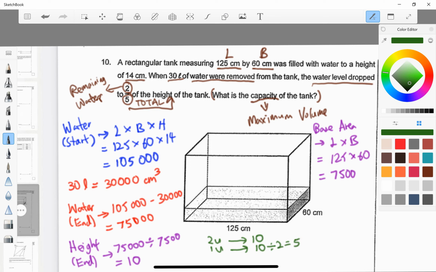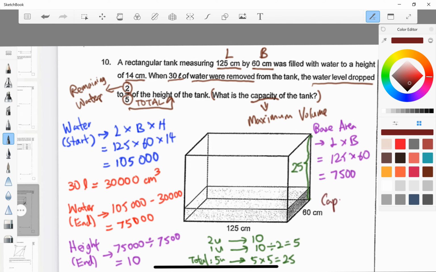Then the last question I have is, what will be the height of the tank? Because in order to find the capacity, I need to find the height of the tank first. The total height has got to be 5 units, and it will be 5 times 5, 25. So now that I have found that the height of the tank is 25 centimeters, I am ready to find the capacity.